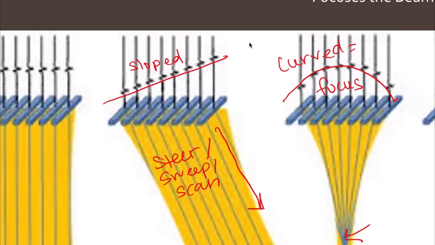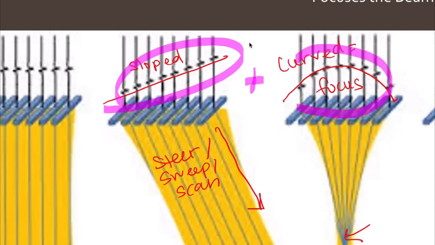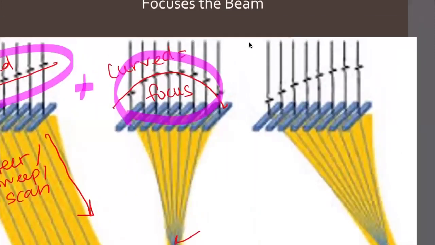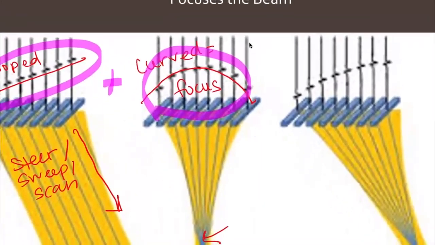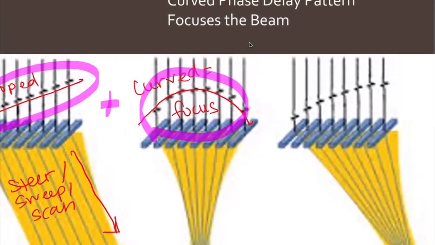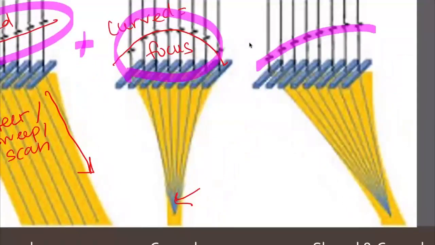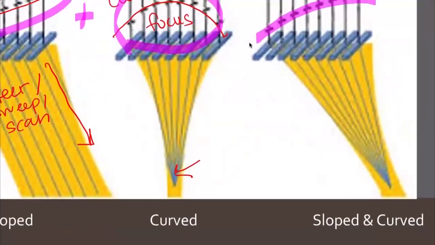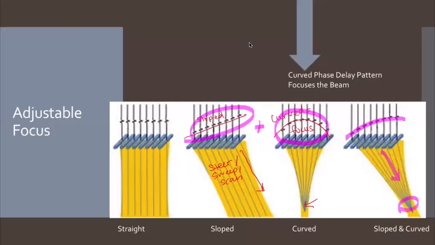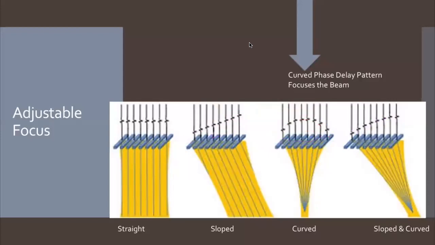So most of our transducers have some sort of pattern. Imagine if I take a sloped pattern plus a curved pattern, the end result will be something like this, where it's a little bit sloped and a little bit curved. And so if you look at the result of the beam, not only is it focused, but it's also steered in a specific direction. So now you guys kind of understand all three of them, right?